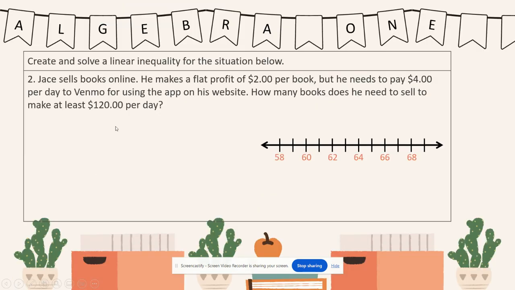Number 2: Jay sells books online. He makes a flat profit of $2 per book, but he needs to pay $4 per day to Venmo for using the app on his website. How many books does he need to sell to make at least $120 per day?